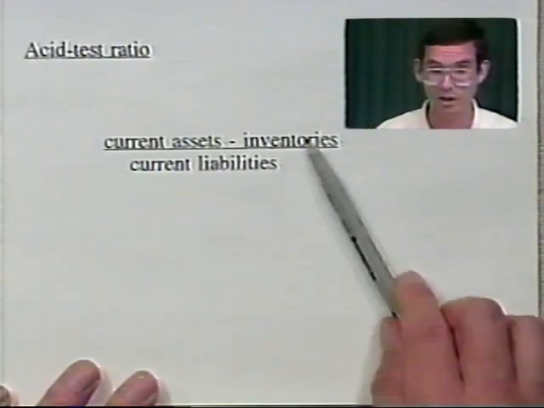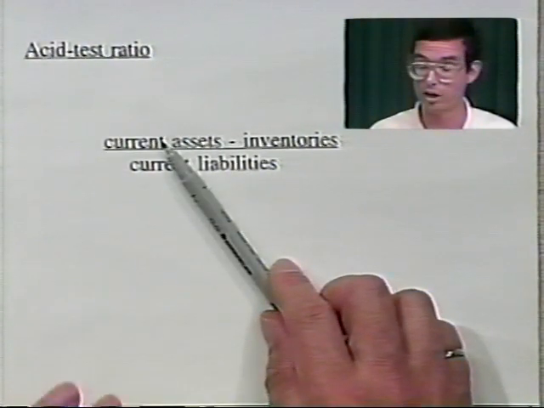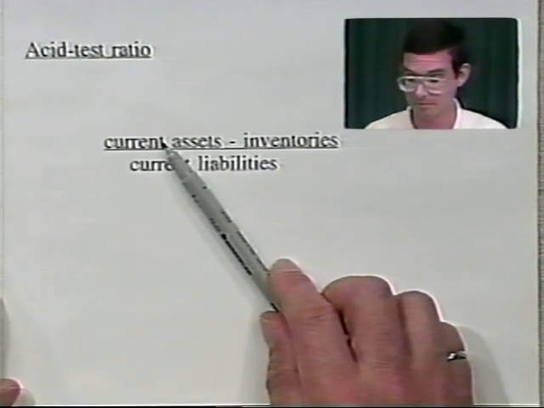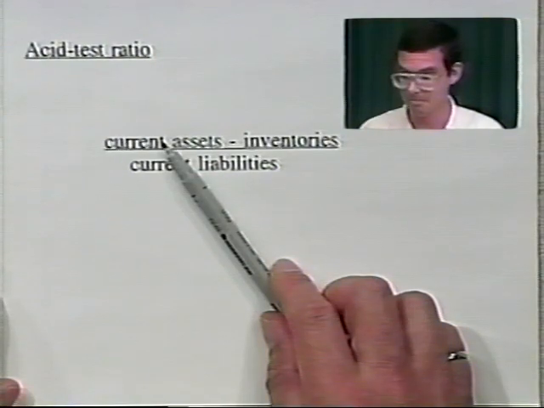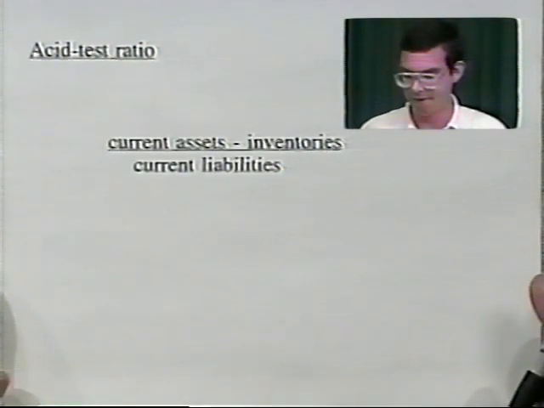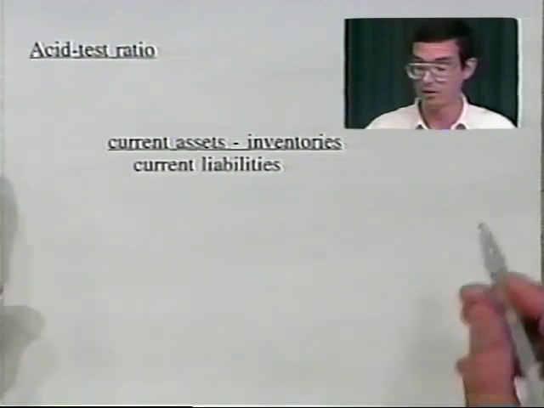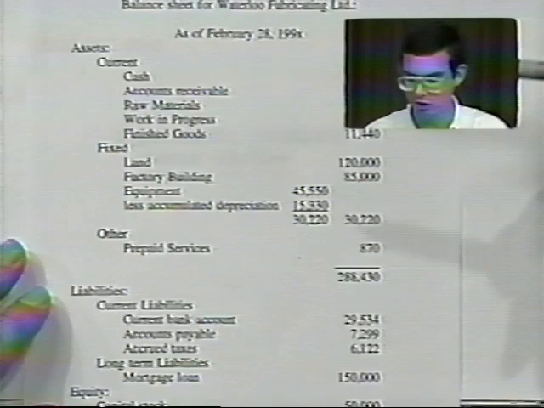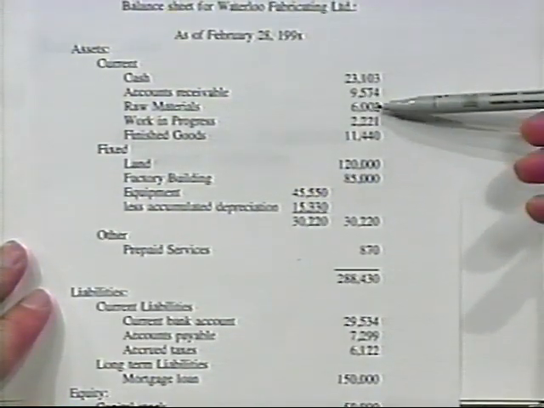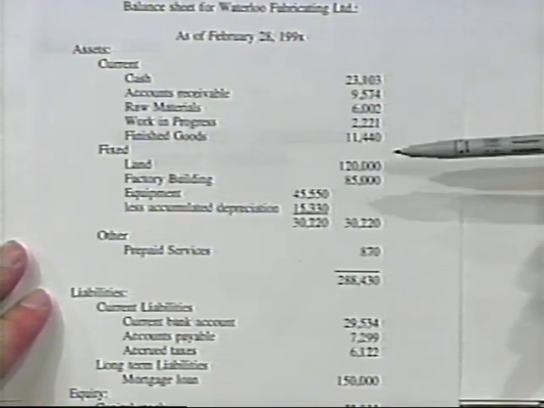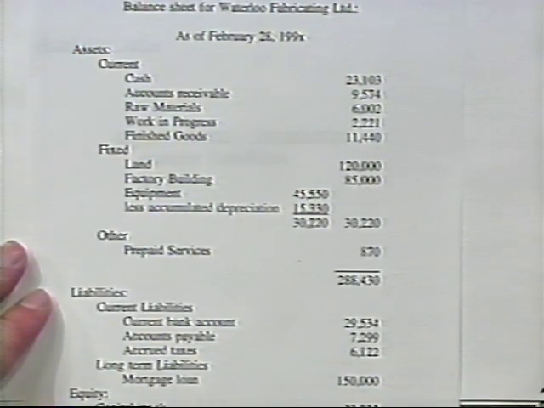So what the acid test ratio does is it looks at the more secure aspects of the current assets, which are essentially cash and accounts receivable as well. So if we do this acid test ratio from our balance sheet, what we're looking at is the cash and accounts receivable and ignoring all of these inventories, considering the raw materials, work in progress, and finished goods all being inventories in this case.